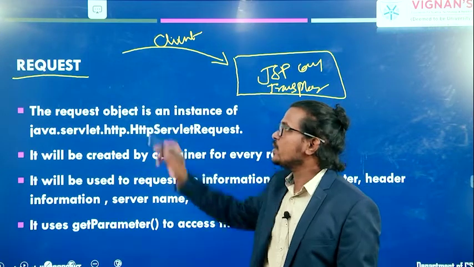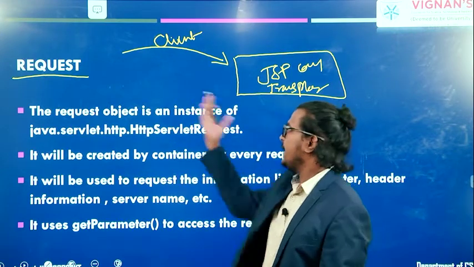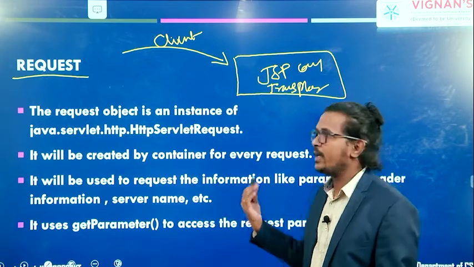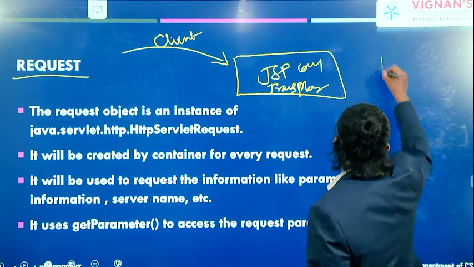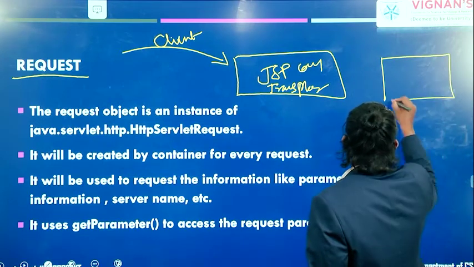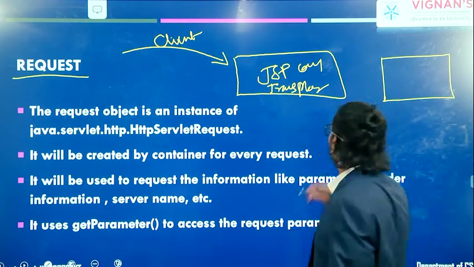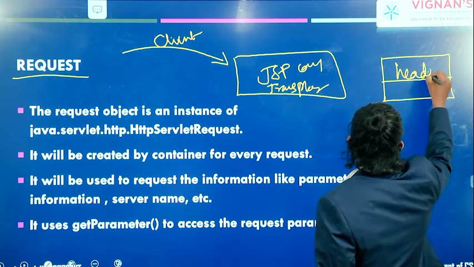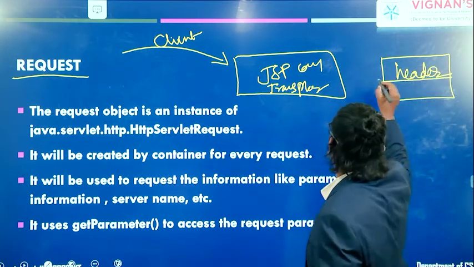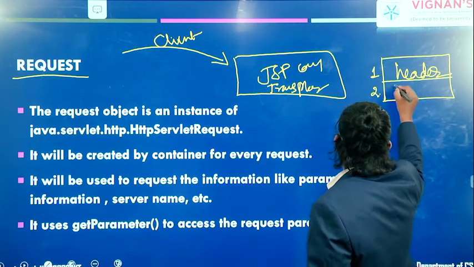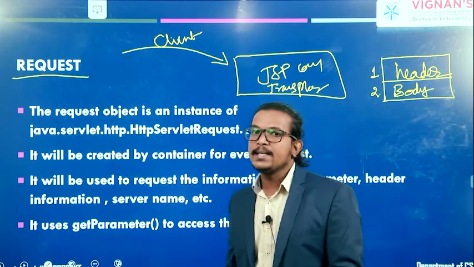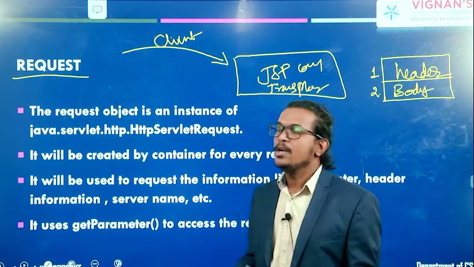So here, what is the use of this particular request object? We are getting the request object from the client machine to the server. This request object has two parts. The first part is the header part and the second part is the body part.